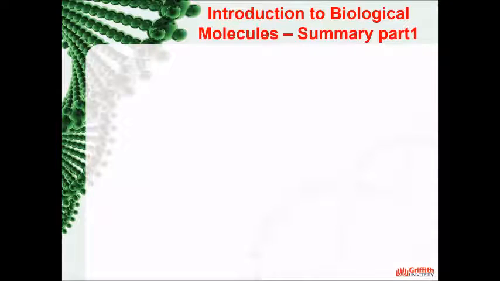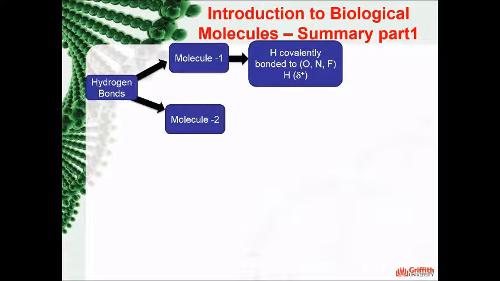In Part 1 of Module 5, we reviewed ionic and molecular bonds and the concept of electronegativity. We also introduced hydrogen bonds as forces of attraction between two molecules. There are 4 criteria for hydrogen bonds to occur. Firstly, we need 2 molecules with one molecule containing hydrogen that is covalently bonded to either fluorine, oxygen, or nitrogen.